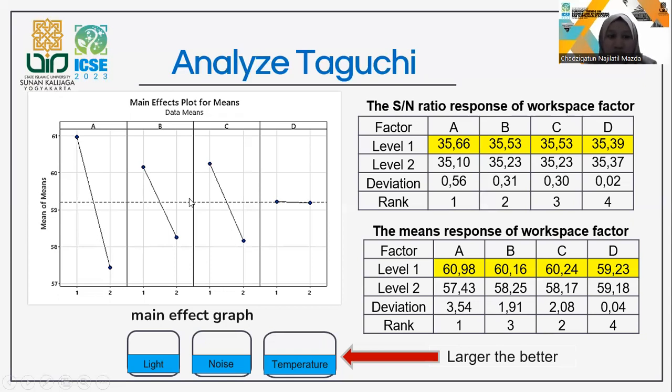On the main effect graph, we know that factors A, B, and C have significantly different scores on level 1 and level 2. So factors A, B, and C have a gradient line. But factor D has no significant difference in score between level 1 and level 2. So factor D has no gradient line.